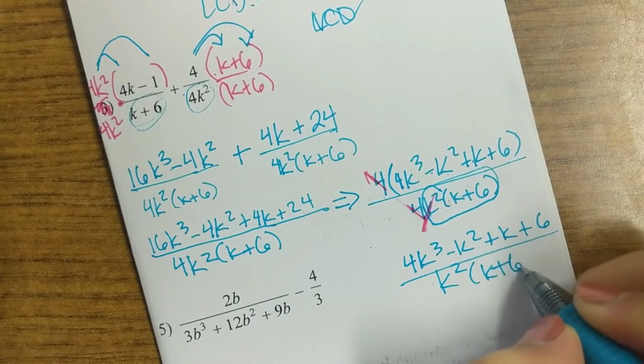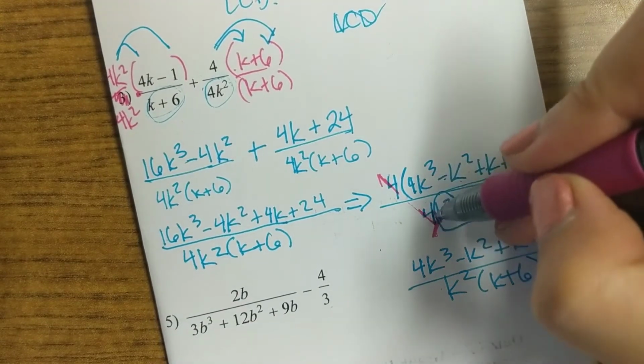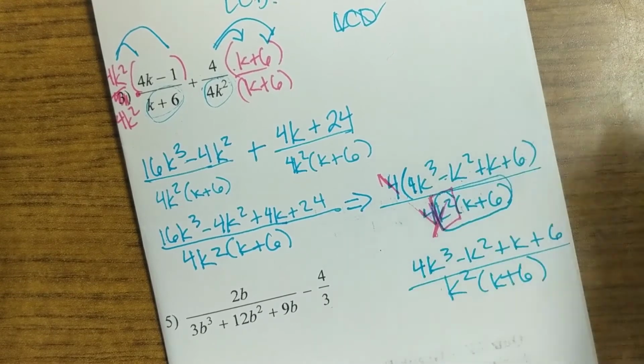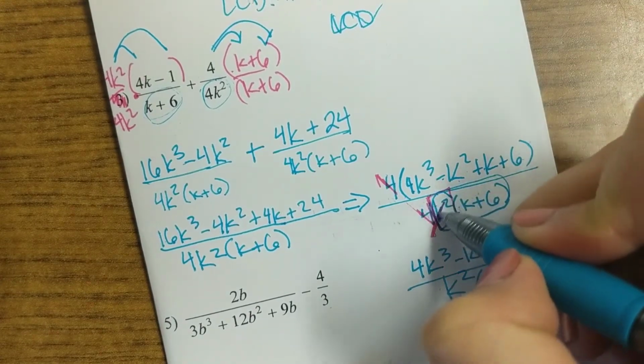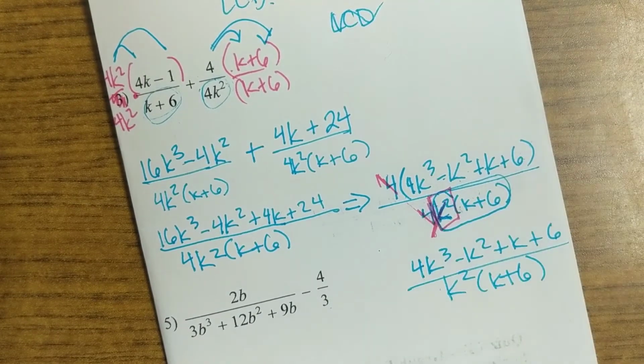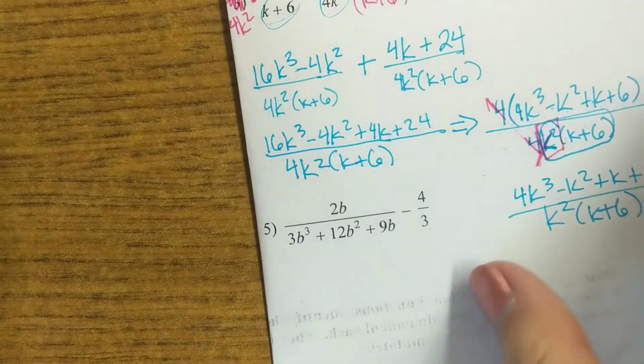Now I know why I didn't originally cross that off. Don't forget about the k to the 6. The k squared, I mean. Okay. Wow.